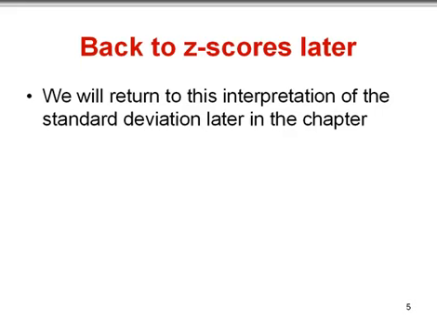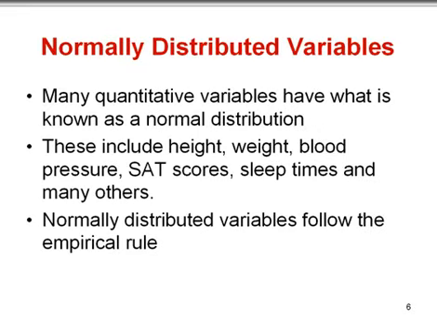Later in this chapter, we will return to z-scores and further explore how they can provide important information about our studied variable when our variable is normally distributed. But first we must officially define what it means for a variable to be normally distributed. Many quantitative variables have what is called a normal distribution. Some familiar examples are height, weight, blood pressure, SAT scores, sleep times, and many others. Normal variables follow what is known as the empirical rule.